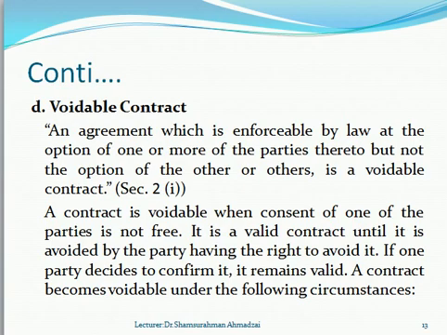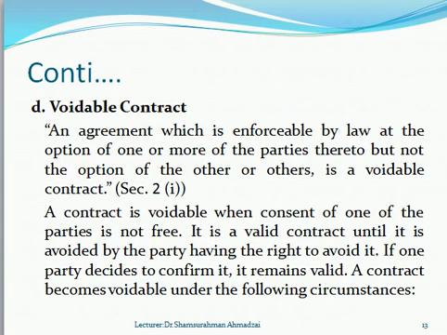A contract is voidable when the consent of one of the parties is not free. قرارداد وقتی قابل فسخ هستند که رضایت یکی از طرفین گرفته نشده باشد. It is a valid contract until it is avoided by the party having the right to avoid it. If one party decides to confirm it, it remains valid. A contract becomes voidable under the following circumstances.